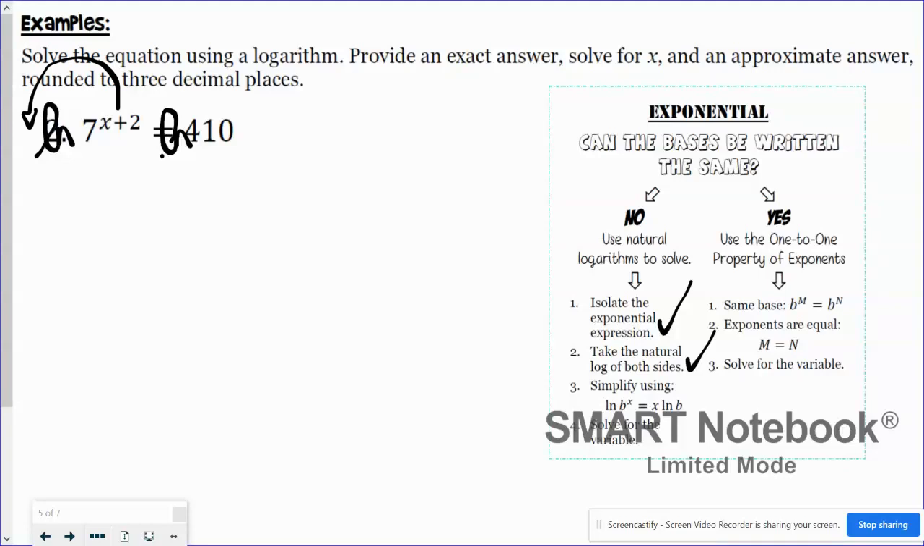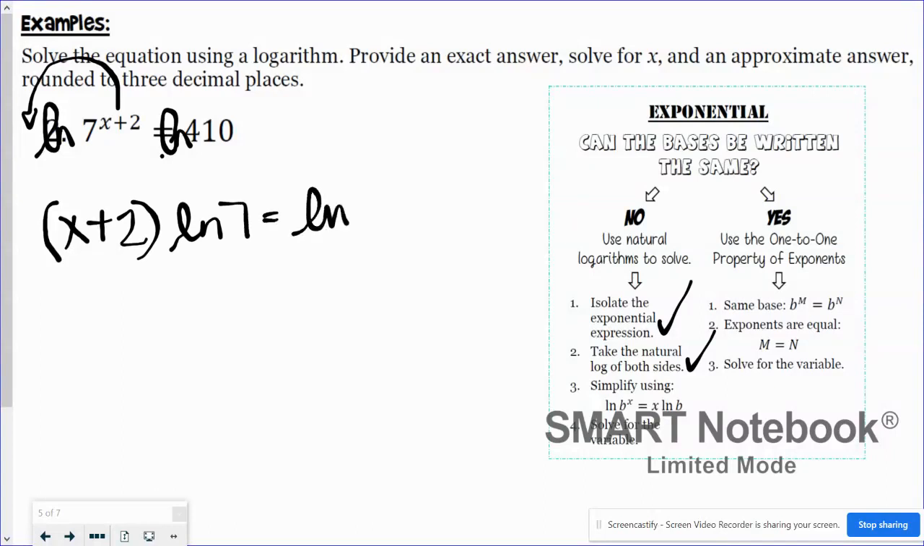Now this exponent is a quantity, so I'm going to put my quantity in parentheses just to protect it. Okay, so I have x plus 2 times the natural log of 7 is equal to the natural log of 410. So that was me simplifying it, and now I'm ready to solve for the variable.